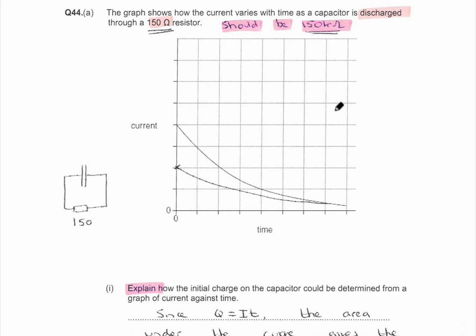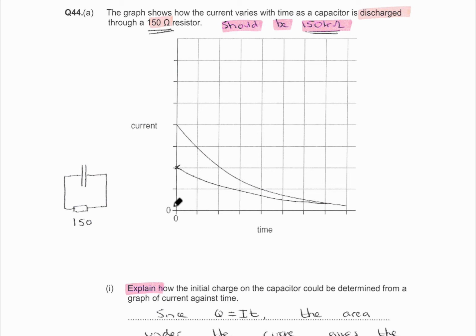If we actually went with a 150 ohm resistor rather than a 150 kilo ohm resistor, what that really means is that if we start off with a 150 kilo ohm resistor and got this curve, and we then replace this resistor with a huge resistor, the current to start off with would be incredibly small. It would be kind of down here. And in that case, the exam board actually allowed people to have these answers as well.